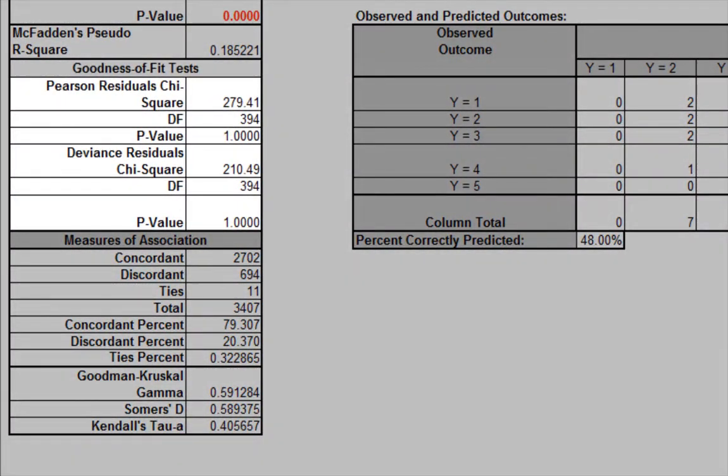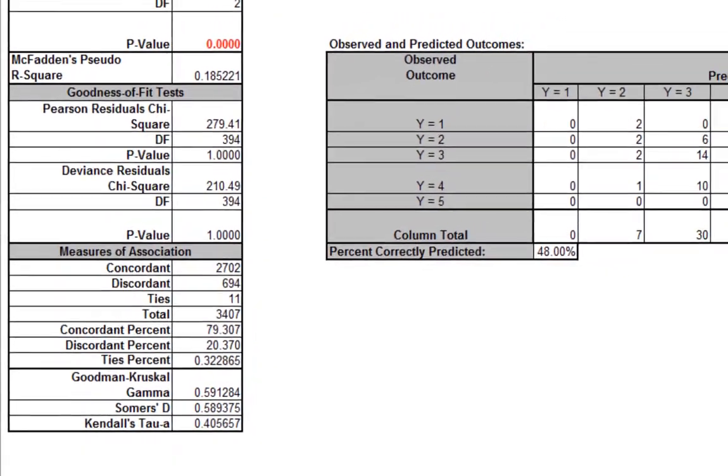The Pearson and Deviance goodness of fit tests are used to confirm if the ordinal logistic model fits the data well. P-values of less than 0.05 would indicate a significant lack of fit. Given that the goodness of fit p-values are greater than 0.05, we conclude that there is no significant lack of fit.